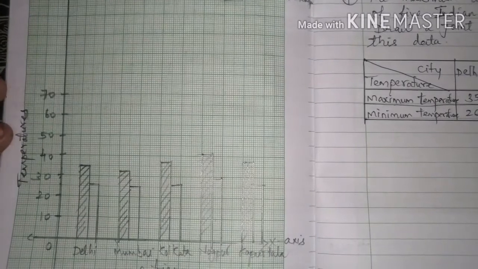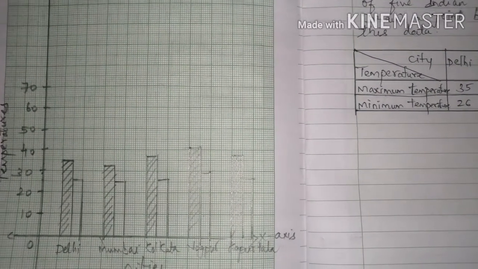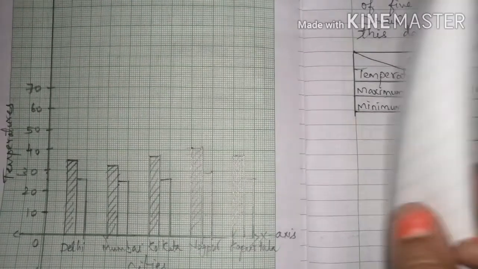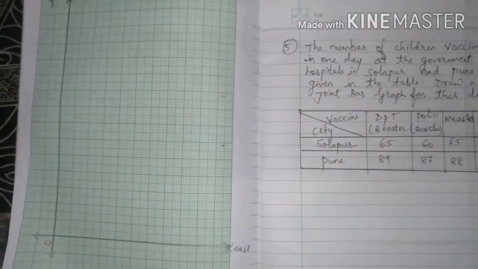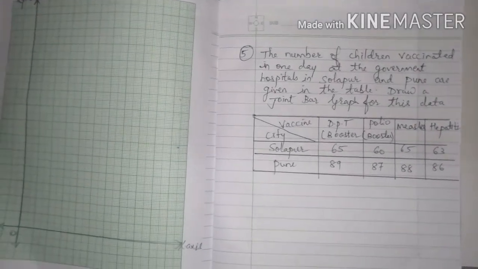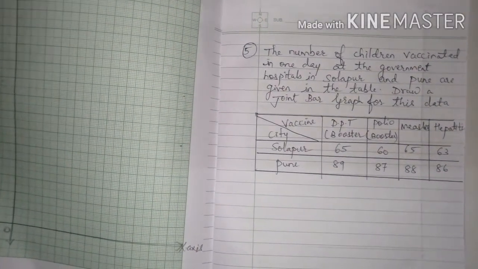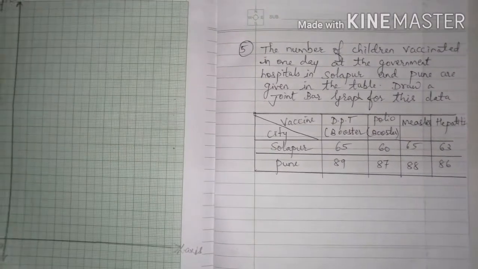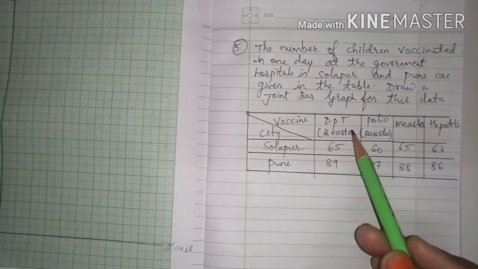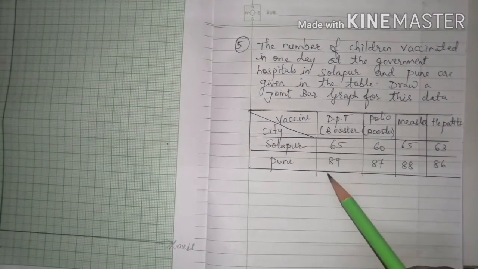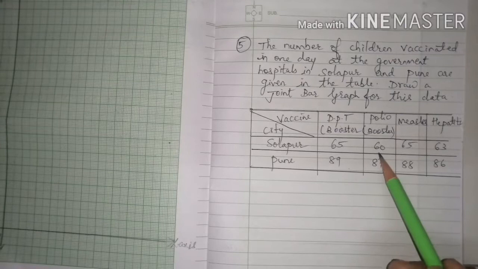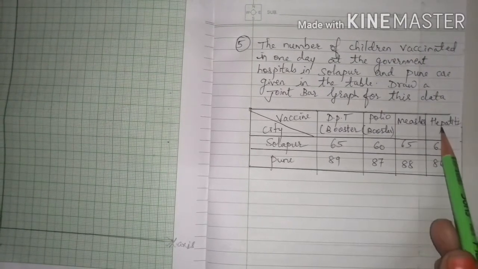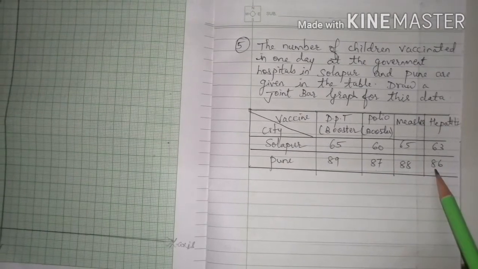Now let's move to the 5th sum. This is your fifth sum. The number of children vaccinated in one day at the government hospitals in Solapur and Pune are given in the table. Draw a joint bar graph for this data. This is the vaccines given in those hospital cities. DPT: 65 in Solapur, Pune 89. Polio 60, Pune 87. Measles 65, Pune 88. Hepatitis: Solapur 63 and Pune 86.